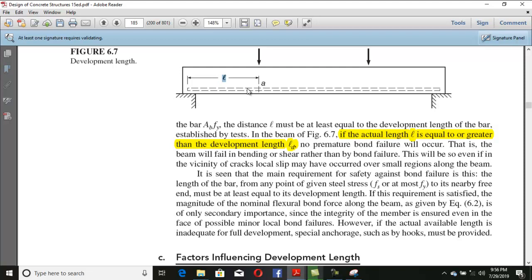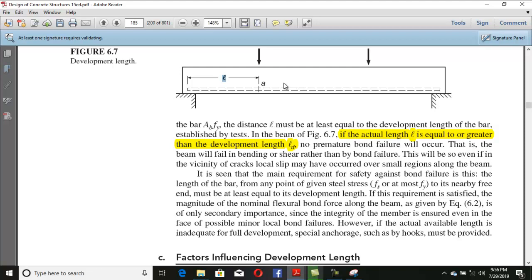You have different options over here. Amongst them, one option is that you have to provide a hook over here. You can provide special anchorages. You also can decrease the bar diameter, because once you increase your bar diameter, your development length will increase, and once you decrease your bar diameter, your development length will decrease. So by changing the bar diameter, your development length will be decreased or increased.